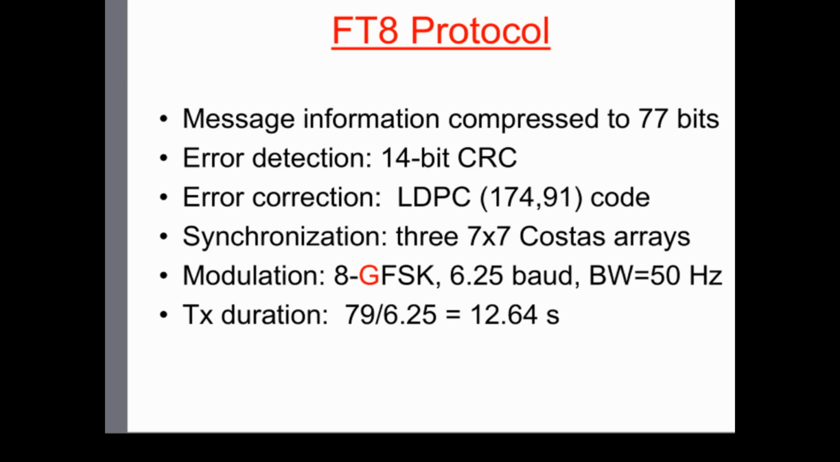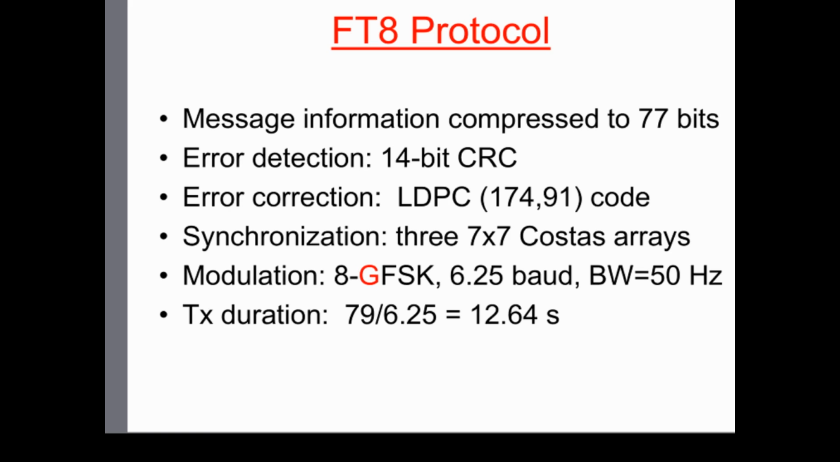To that, we add 3 so-called Costas arrays of information. If you're familiar with the way Navy sonar works, they use Costas arrays. It's a way of encoding a waveform. It can be RF, it can be audio, in such a way that another station or receiver receiving this waveform can synchronize on both the frequency and the time of the signal that was transmitted.